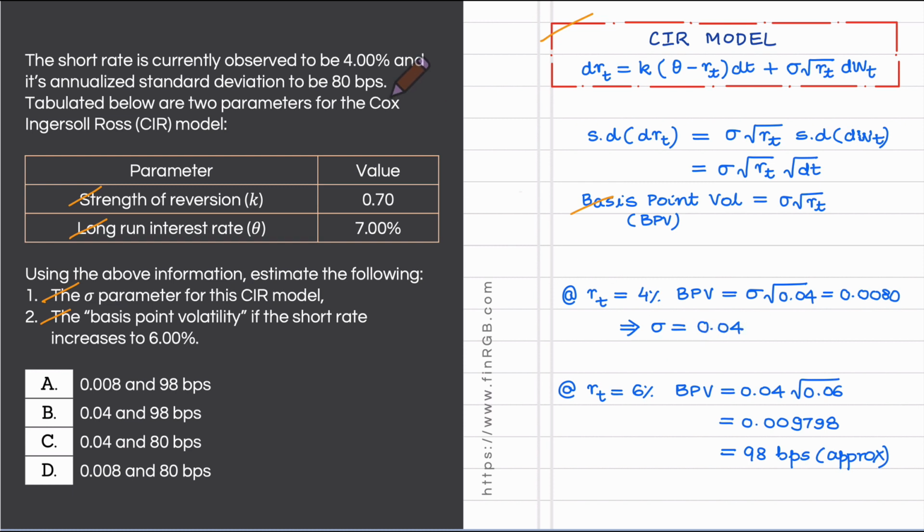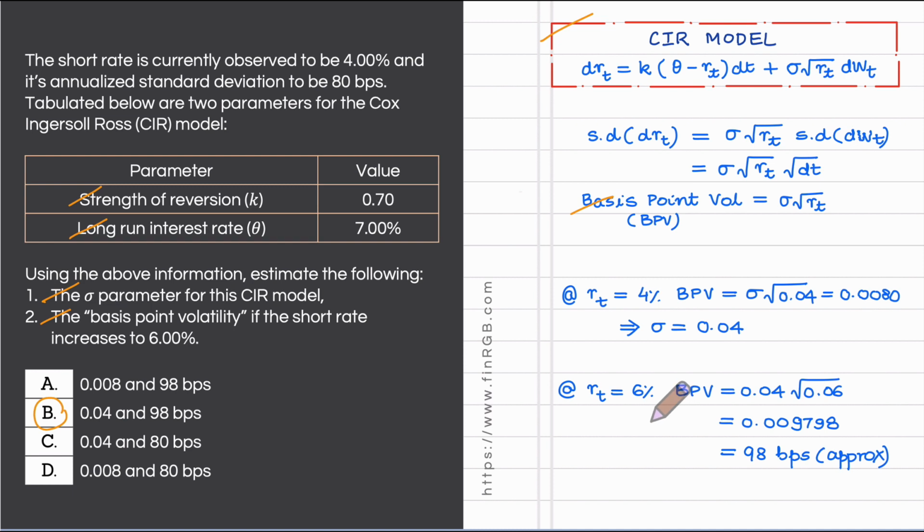If I were to now increase my short rate, the current level, from 4% to 6%, then the basis point volatility should become 0.04, which is my sigma, that times the square root of the new short rate, which is 0.06, and which works out to approximately 98 basis points. Okay, so B is the right answer.